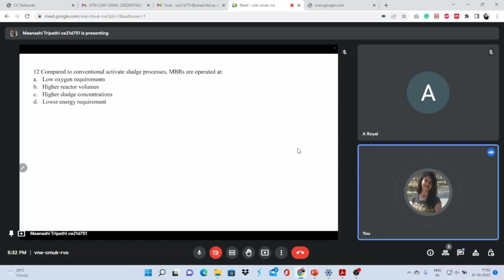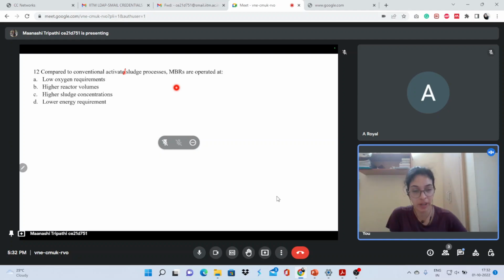Our next question is, compared to conventional activated sludge process, MBRs are operated at... So here we are talking about advantages of MBR over ASP. Lower oxygen requirement, higher reactor volume, higher sludge concentration, or low energy requirement. I'll wait for the answer you can give, then we'll see the solution.